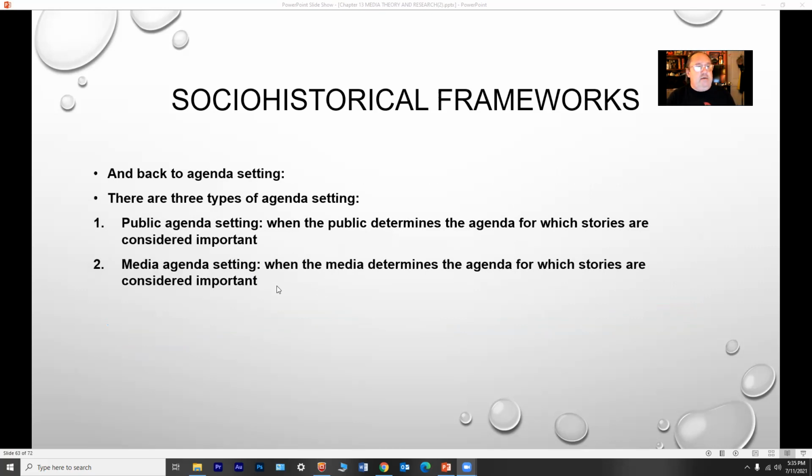Media agenda setting, which most people think is the media choosing stories only because of their particular philosophical slant, either conservative or liberal, and which can be true and has been true. But it's also, as I say, more often than not, especially locally, based upon how much time do we have. We can't cover everything.